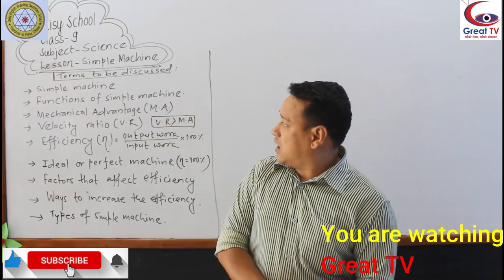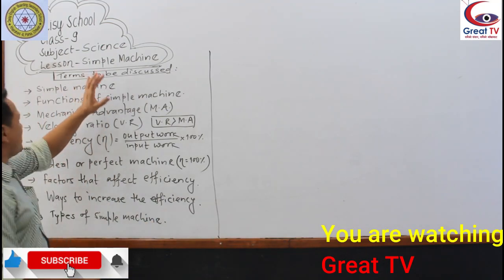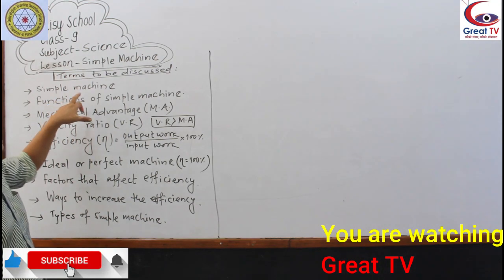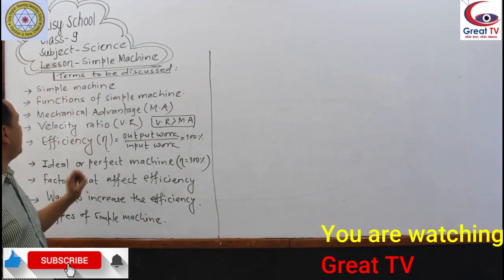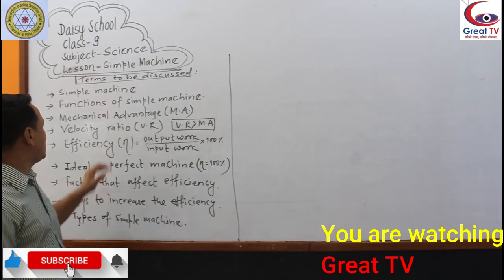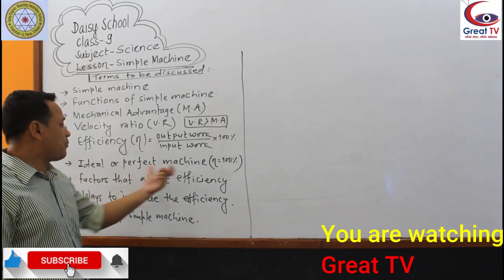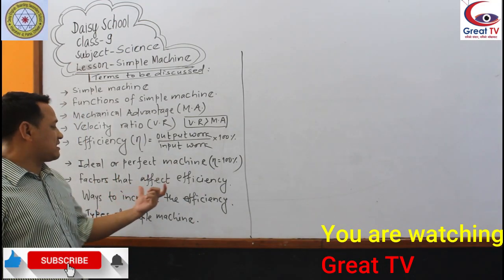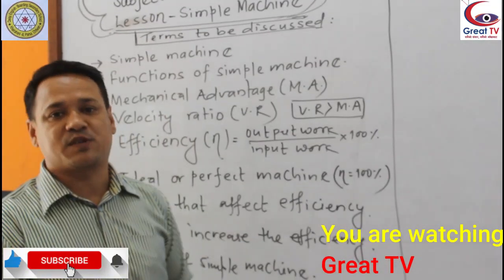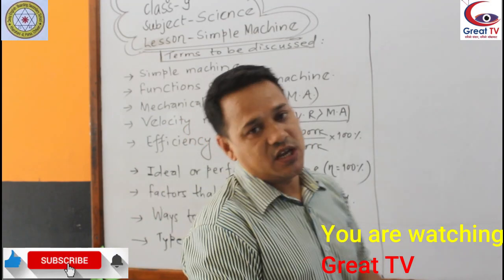Today in the simple machine lesson we are going to discuss these terms: definition of simple machine, functions of simple machines, mechanical advantage, velocity ratio, efficiency, ideal or perfect machine, factors that affect the efficiency of a machine, how to increase the efficiency of a simple machine, and some types of simple machine.